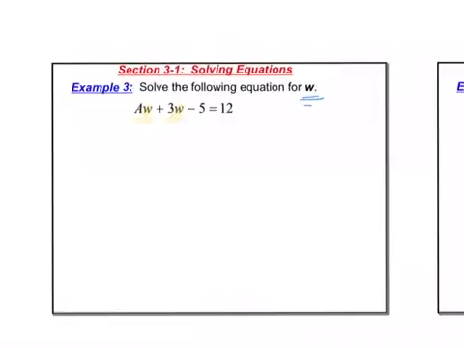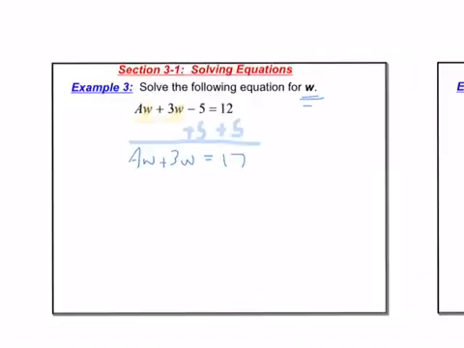So the first step is we're going to add 5 to both sides, and I'm still using that highlighter, so I'm going to switch over to the pen. So we've added 5 to both sides. So now I have AW plus 3W is equal to 17.